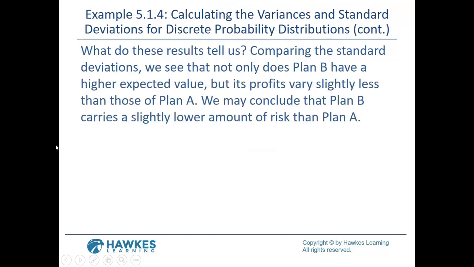Okay. So what do those actual results tell me? Well, those results tell me that by comparing the standard deviations, we see that not only does Plan A have a higher expected value, but its profits vary very slightly less than those of Plan B, because Plan B is going to carry a slightly lower risk than Plan A because, again, that standard deviation is not as far away. Remember, a standard deviation is on average how far something is away from the mean. Okay, and that is 5.1.